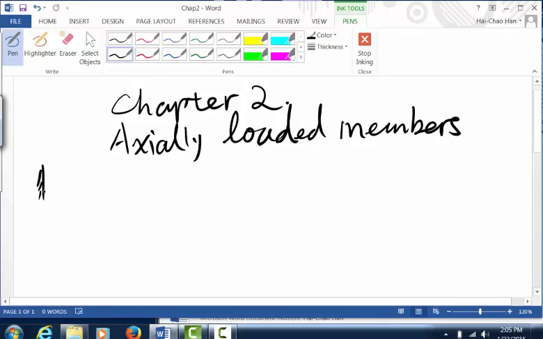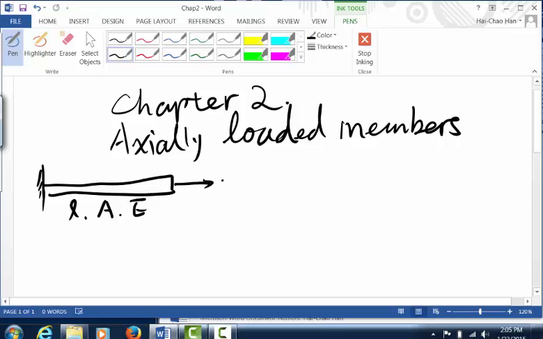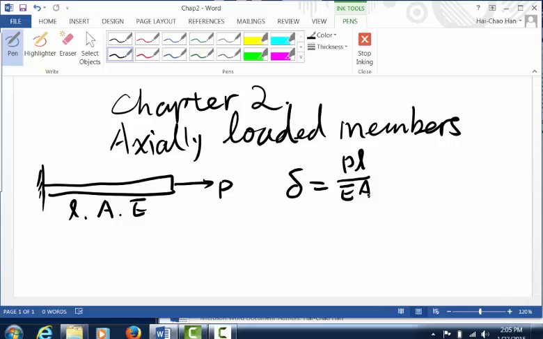If you apply the load to a bar, say you have a bar here, with the length L, cross-sectional area A, and the material is E. So you apply a load here. The equation of elongation, anyone remember that equation? PL over EA, right? So that's basically the simple equation that we can calculate how much elongation you're going to get. This is a very simple situation, but you need to get a sense of how things change when you change one of these parameters.